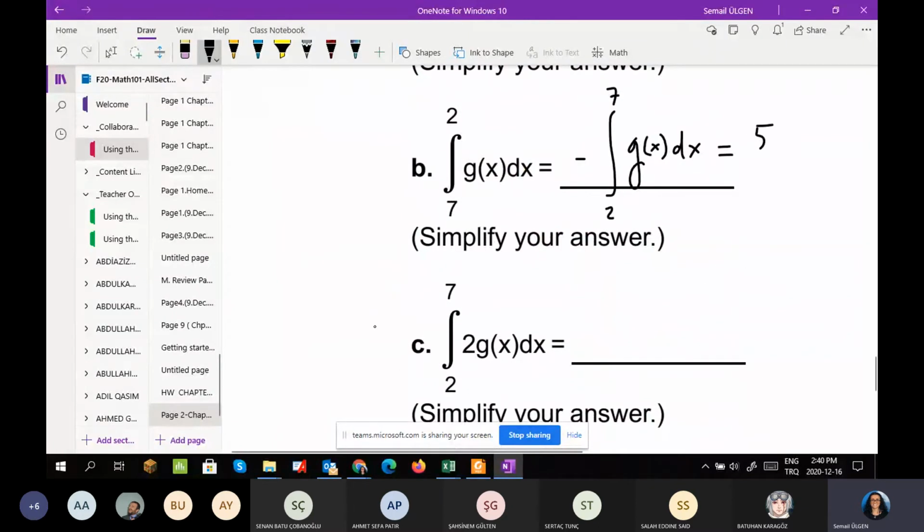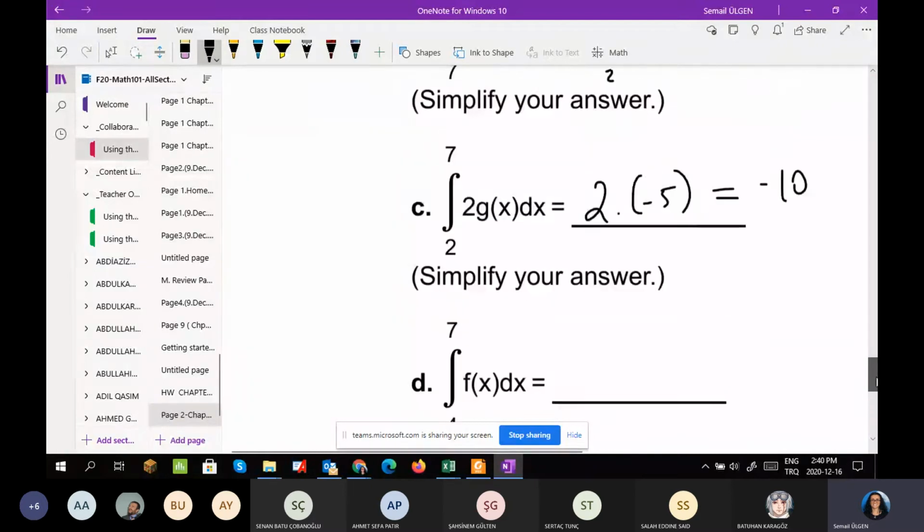Okay. And the integral from 2 to 7 of g at 2, times 2. You can take the 2 out, so it is 2 times -5, yeah? Which is -10. So let's write it. This is -10. And then let's go down.